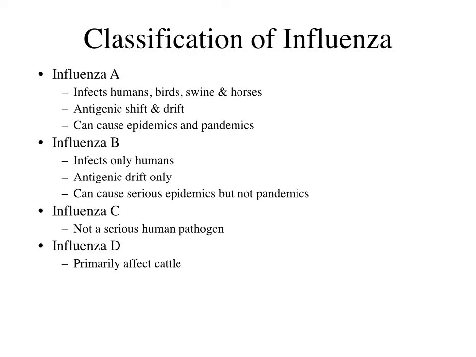Influenza B infects only humans. Because it infects only humans, we see antigenic drift but not antigenic shift. So this one can cause epidemics, sometimes serious, but not pandemics. Influenza C is not a serious human pathogen, and influenza D infects mostly cattle.